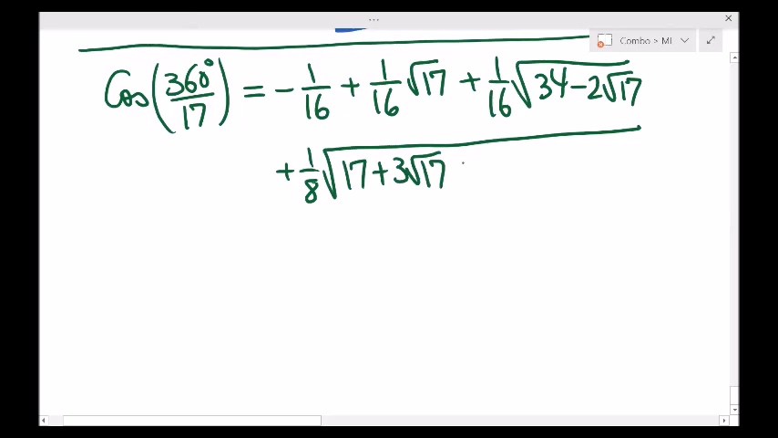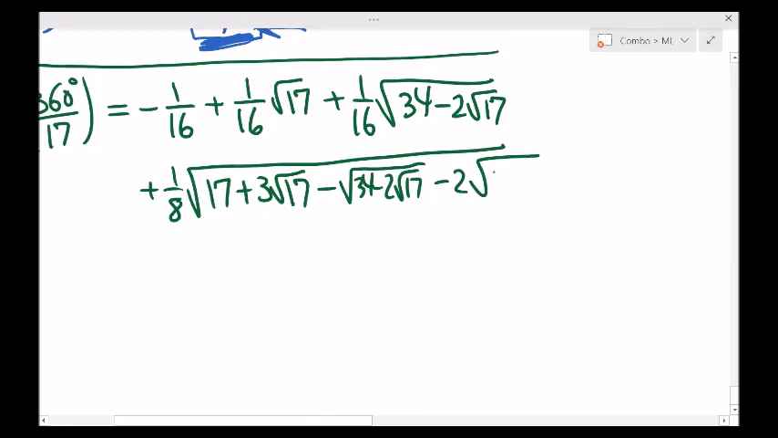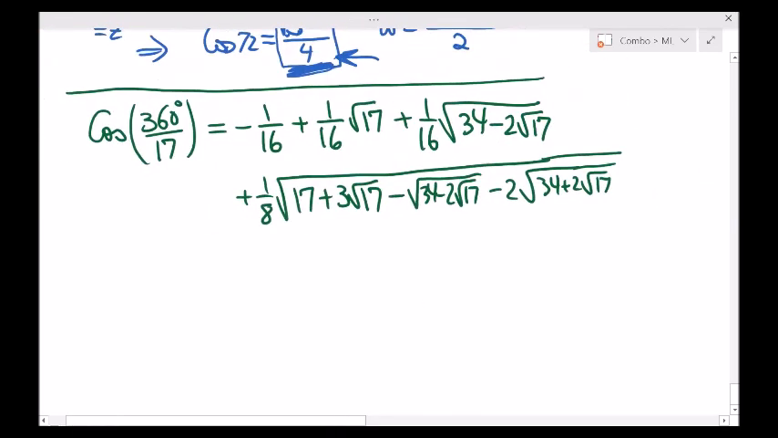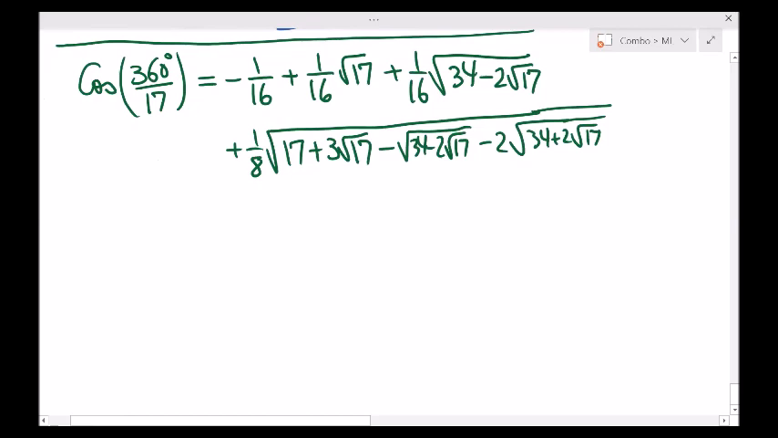So there's minus square root of, there's two more, 34 minus 2 square root of 17, and then inside that one, we have minus 2 times 34 plus 2 square root of 17. There. Once he had this formula, he was able to... well, I think if you check on Wikipedia, there's a 64-step construction.